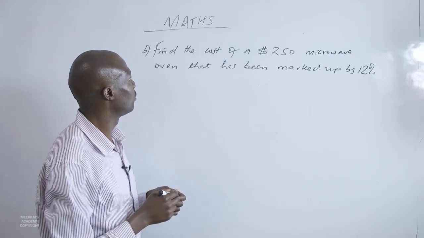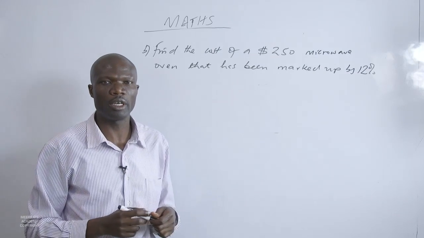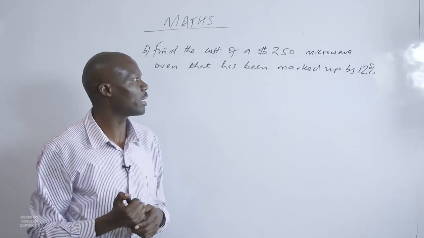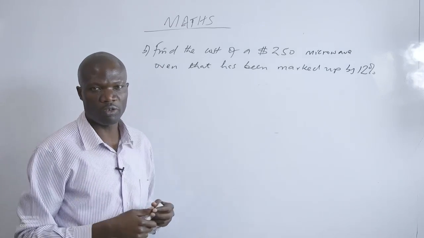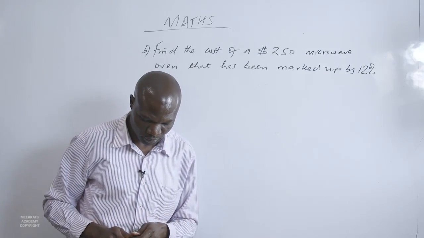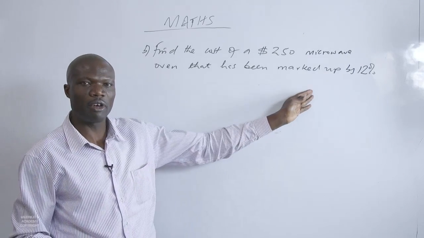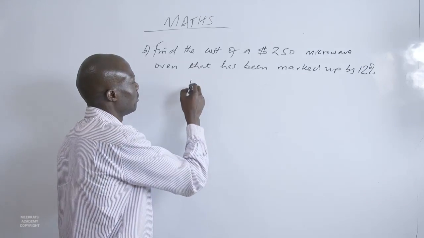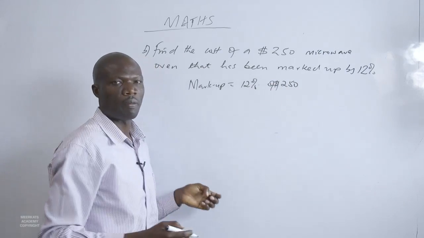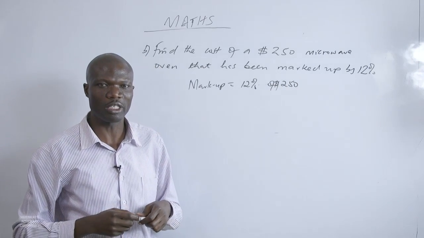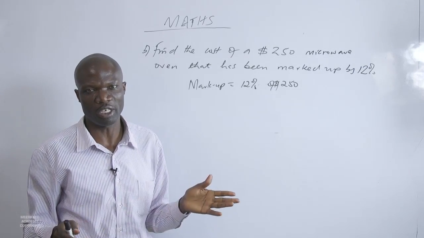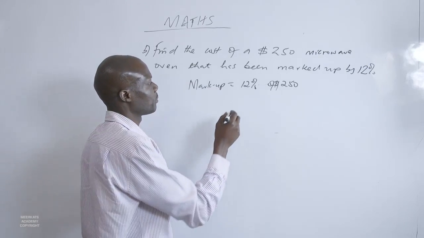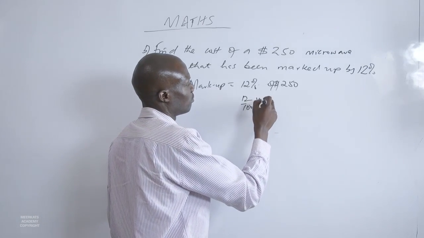Find the cost of a $250 microwave oven that has been marked up by 12%. So the very first approach is for us to look for what we call the markup. Markup is 12% of what? Of $250. That is the approach. We convert and find the value of markup.